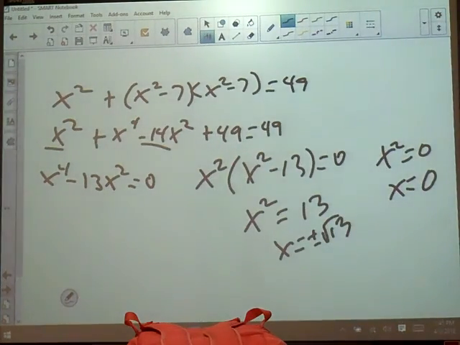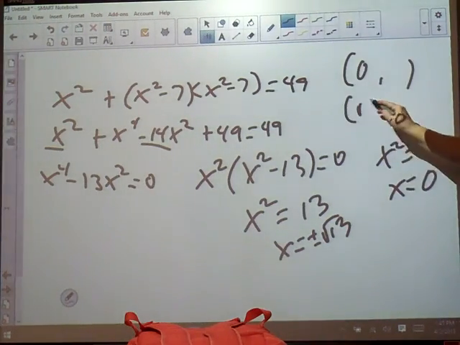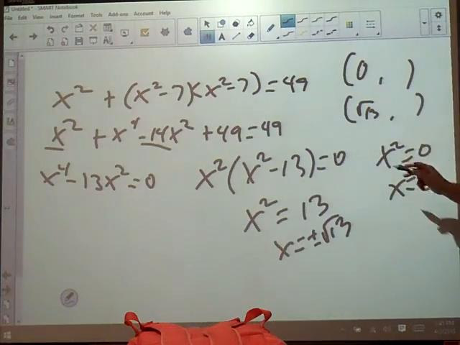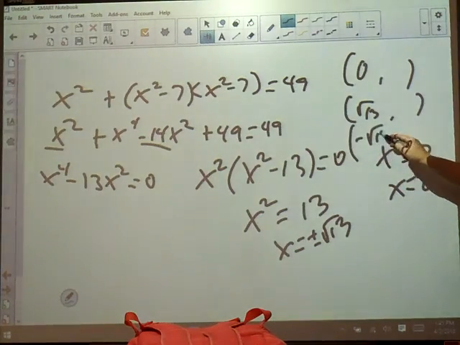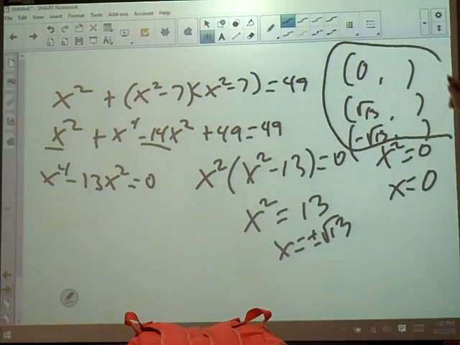So to line your potential x answers up: 0 comma something, square root of 13 comma something, negative square root of 13 comma something. So I'm looking here for some potential answers, and Caleb is correct. It would have to be A.